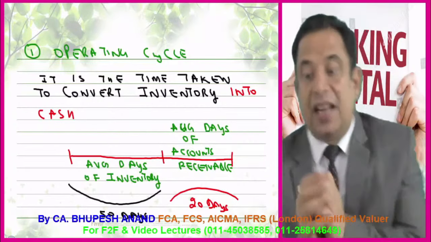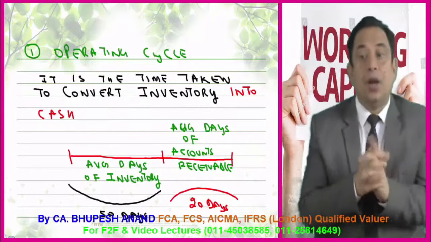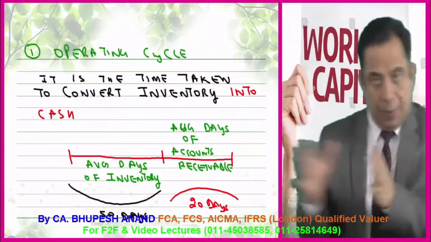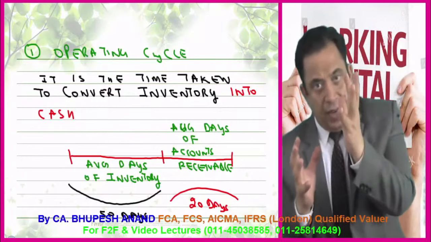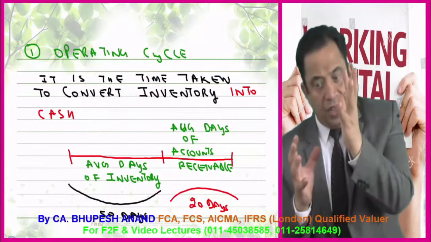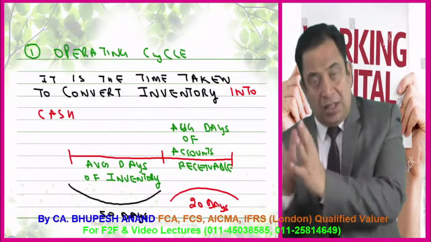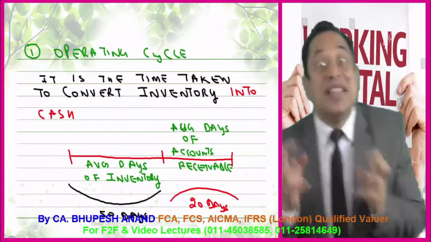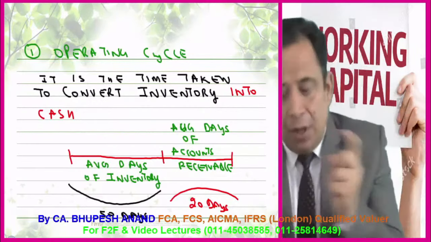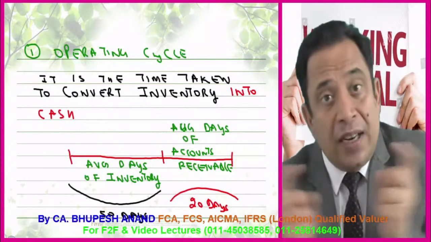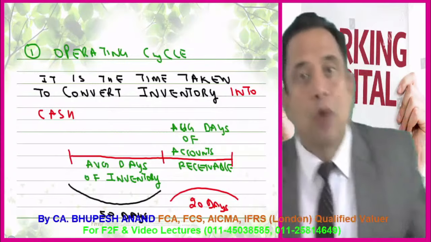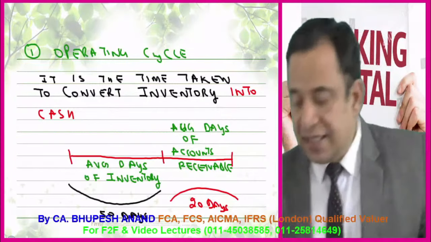So the operating cycle is the time taken to convert inventory into cash. I have prepared a timeline: average days of inventory plus average days of accounts receivable. If I total them, supposedly average days of inventory is 50 days and average days of receivable is 20 days. So I will say the operating cycle is 70 days.